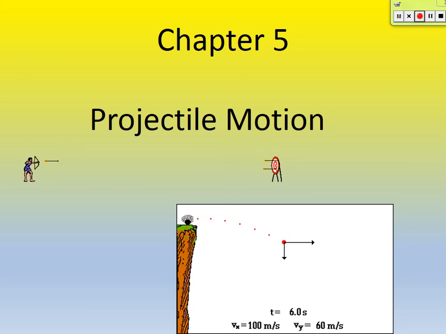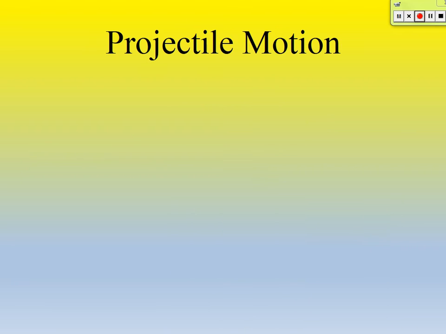So if you look at this picture, this animation on the screen here, this guy's shooting the bow. The arrow would be the projectile. And if you look at this animation down here, the cannonball that's being shot out of this cannon is also a projectile. So please be following along in your chapter 5 guided notes as we go through these slides.